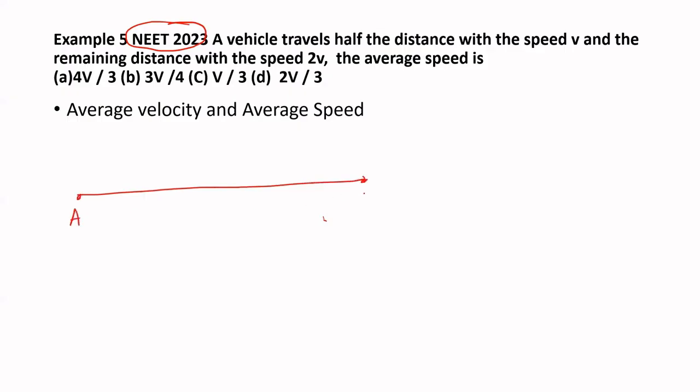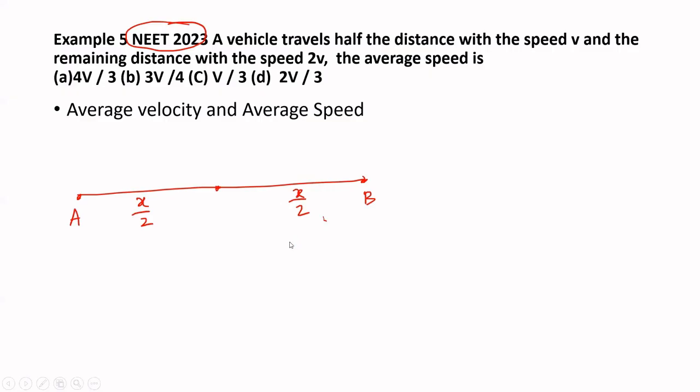எப்போதுமே a to b ன்னு போட்டுருங்க. இது டோட்டல் டிஸ்டன்ஸ். இந்த டோட்டல் டிஸ்டன்ஸ்ல half the distance, டோட்டல் டிஸ்டன்ஸ் x ன்னு வச்சுக்கிட்டீங்கன்னா இந்த half the distance x by 2. இந்த ரிமைனிங் half distance x by 2. டோட்டல் டிஸ்டன்ஸ் எவ்வளவு? x. தெரியாதெல்லாம் வச்சுக்க வேண்டியதான்.